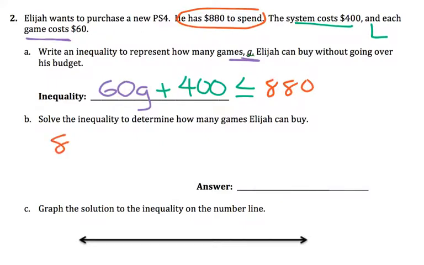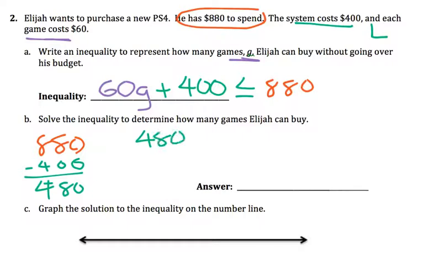To solve it, we could start by subtracting away the cost of the PS4, which would leave us with $480. Then you take that, which is the amount he has left for the games, and divide it by 60. And if you do that, we're going to get 8. So if he spends all of his money, he's going to buy 8 games. So what we're going to do is we're going to say that G can be less than or equal to 8, because he can buy 8 games or less than that without going over his budget.